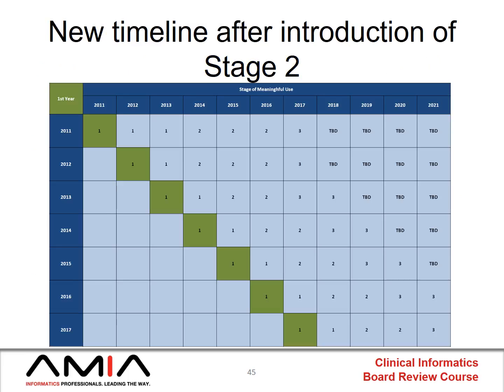Over the years, there have been timelines like the one listed here, which show when an eligible professional or eligible hospital first meets meaningful use and then what stage they need to be in subsequent to that. This figure was updated as the years for meaningful use stages 2 and 3 were pushed back, and this is the most recent figure that was released in 2013.